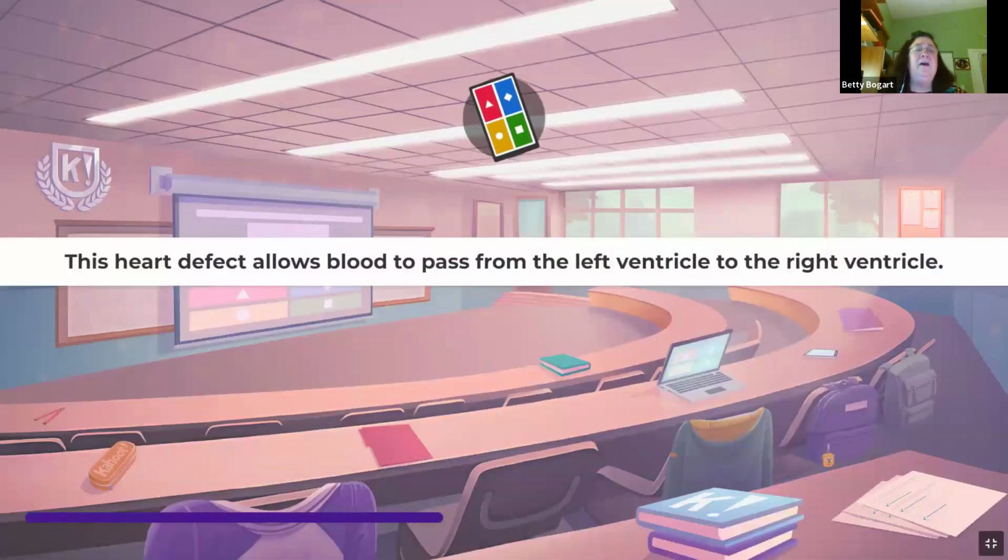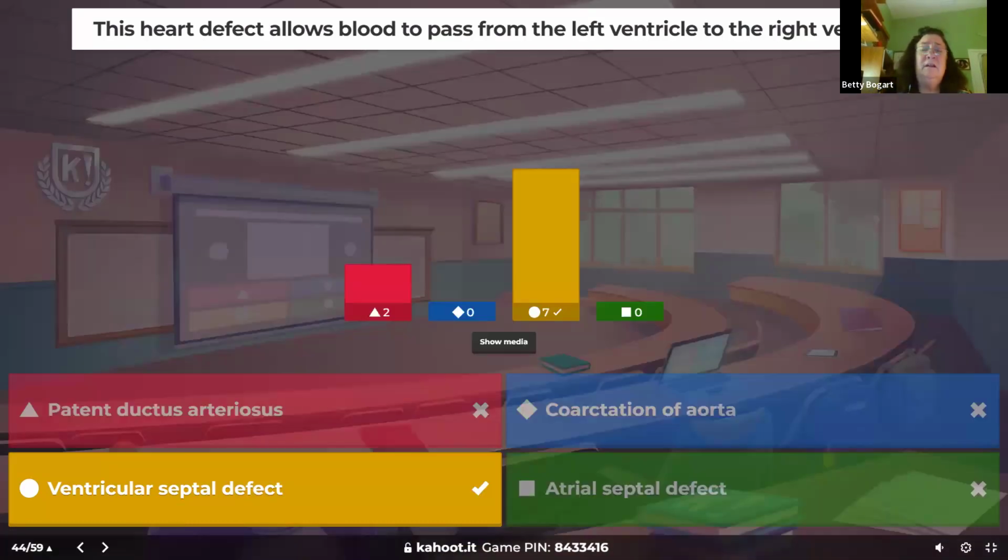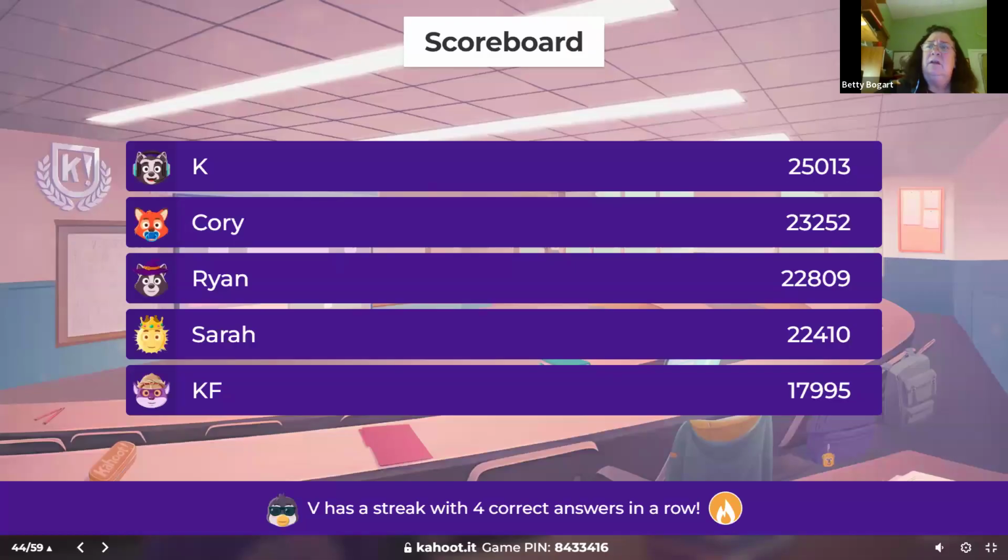This heart defect allows blood to pass from the left ventricle to the right ventricle. What is it called? Well, are the right ventricle and the left ventricle connected to each other? No, that septum is interrupted, so it's called a VSD, or a ventricular septal defect. Good.